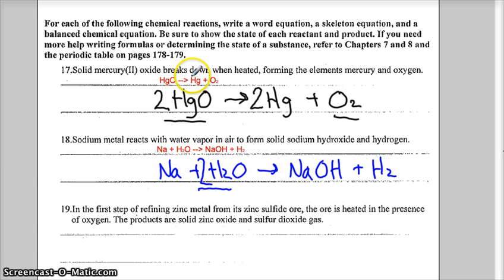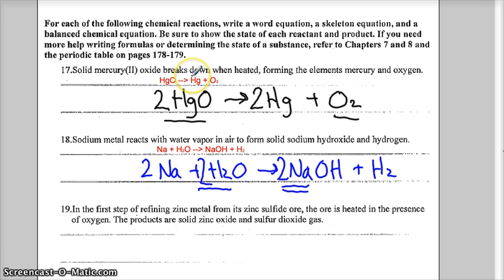So let's say I put a 2 here. Now I have 4 hydrogens on the right, 4 hydrogens on the left, okay? So that balances my hydrogens, but remember from above, we have this 2 in front of our sodium as well. So now we need to put the 2 here, and that is balanced.